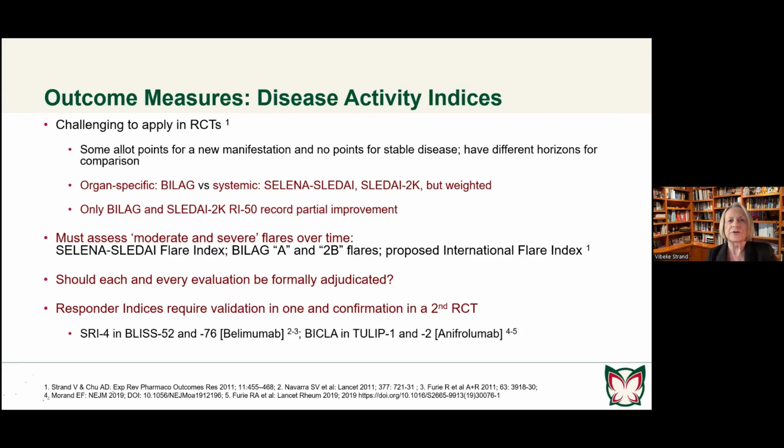Coming back to outcome measures, none of them were designed to be used in trials. So we're thinking about both the BILAG and the SELENA-SLEDAI or the SLEDAI-2K. Some allot new points for manifestations that have just occurred, but no points for stable disease. They have different horizons for comparison in terms of timing. The organ specific is really more BILAG than SLEDAI, but the SLEDAI is weighted. Only the BILAG and the SLEDAI-2K RI-50 will record partial improvement.